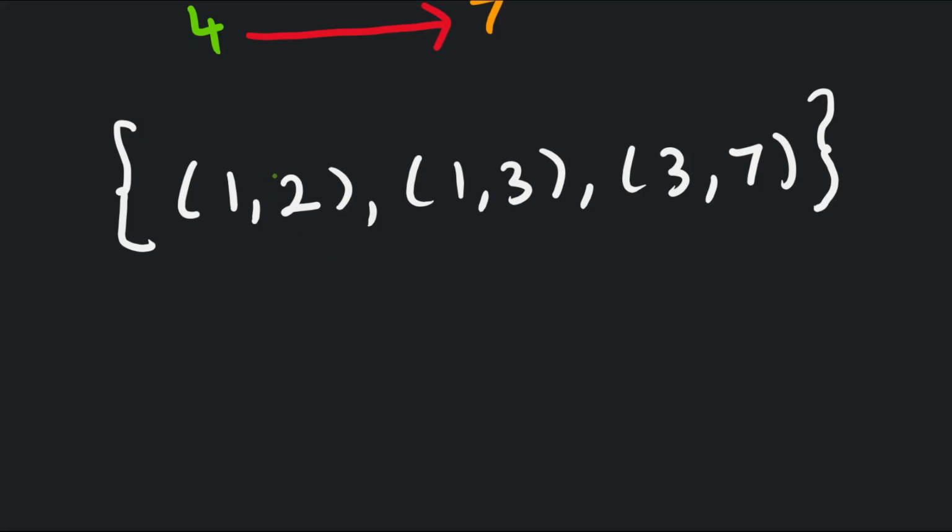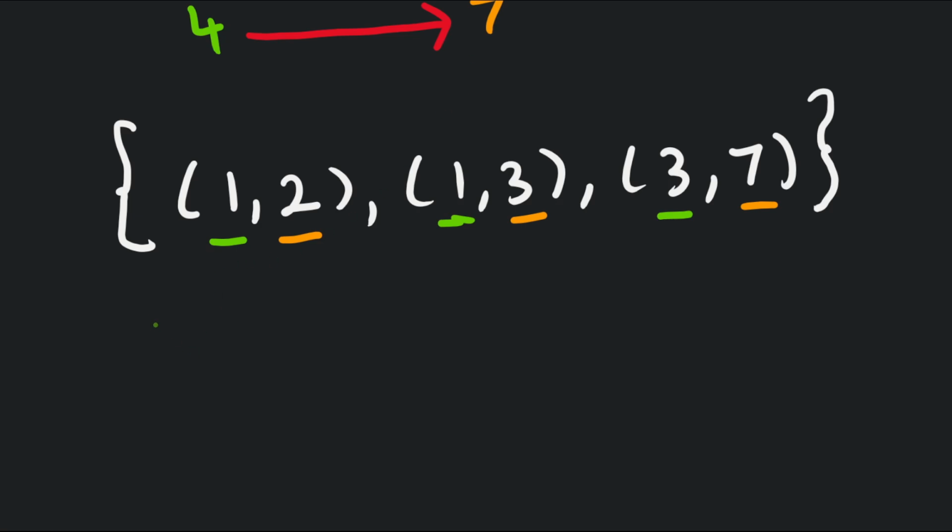So again, what are all of our input values? What's our domain? Well, it's all of the x-coordinates, which I'll underline in green, 1, 1, and 3. And what are all our y-coordinates, our output, our range? It is all the y-coordinates right here, 2, 3, and 7, which I'll underline in orange.